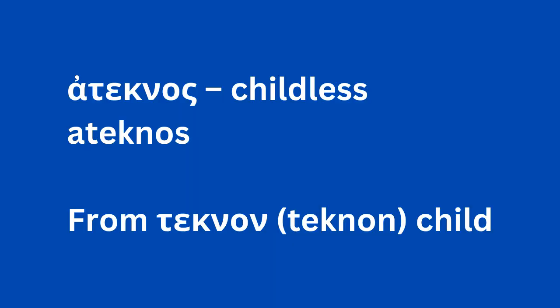Ateknos. Ateknos means childless, and it comes from the noun teknon, which means child, but here's an interesting thing to give us a glimpse into Greek thought. So all Greek nouns are either masculine, feminine, or neuter. They don't always directly comport to what we think of as sex or gender in the real world, but they're all gendered nouns. Teknon is a neuter noun.